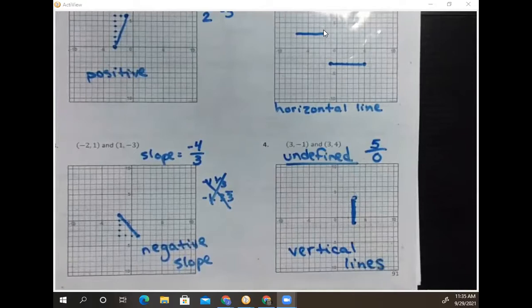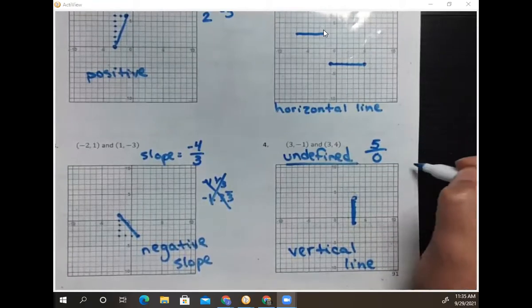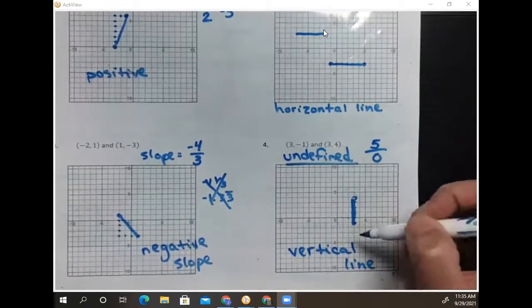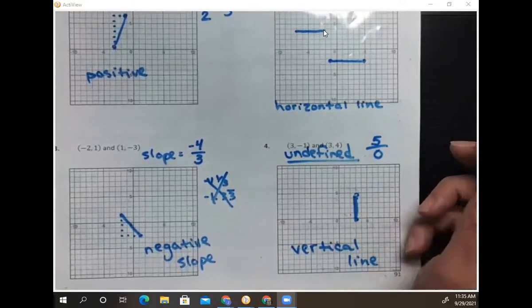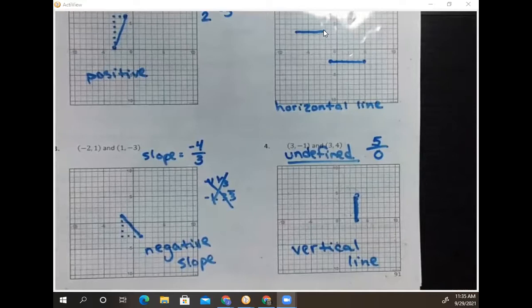Vertical lines will always have undefined slope because that forward motion is always going to be 0. I don't move forward at all for a vertical line. It's just up and down. The vertical lines always have undefined slope. Horizontal lines always have 0 slope. Excuse me. Questions for me so far?